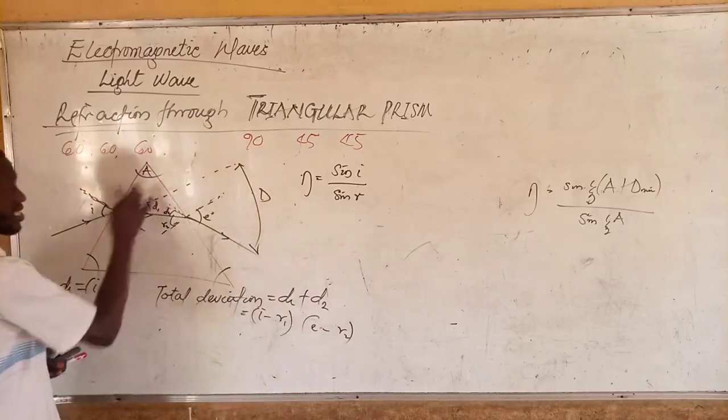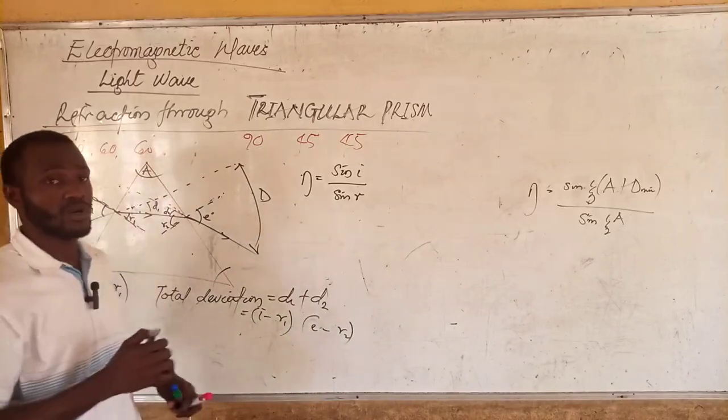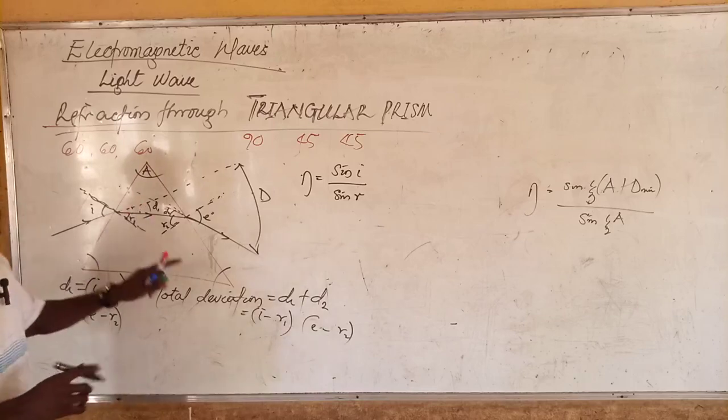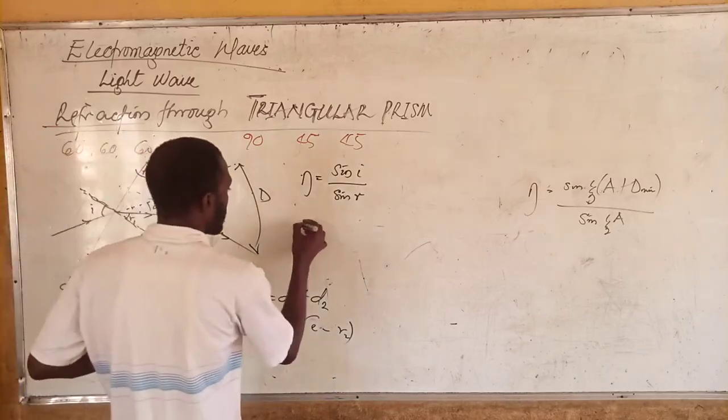Now, the next thing to take note of is the fact that this is the angle of refraction, and it's 60 by 60 by 60, so it's an equilateral triangle. Now, the minimum deviation occurs.